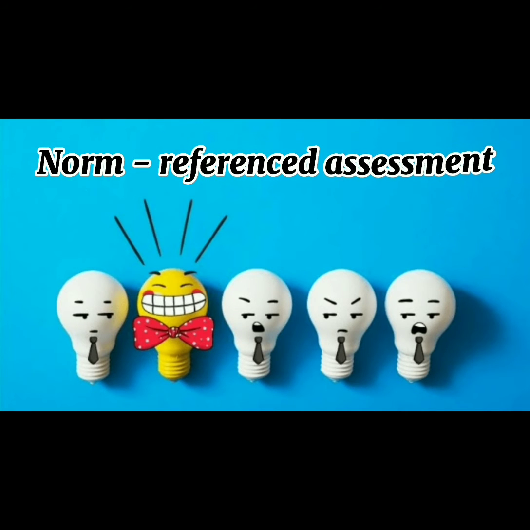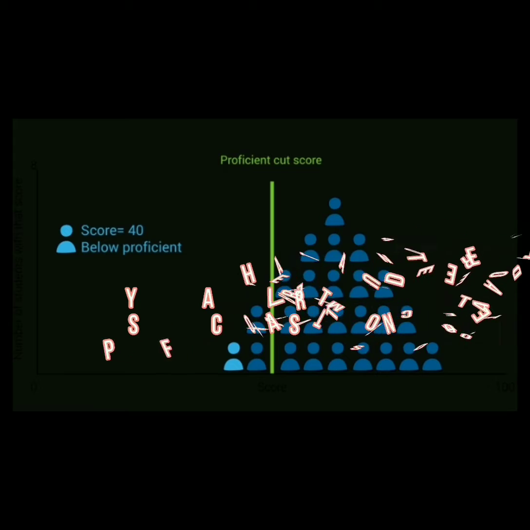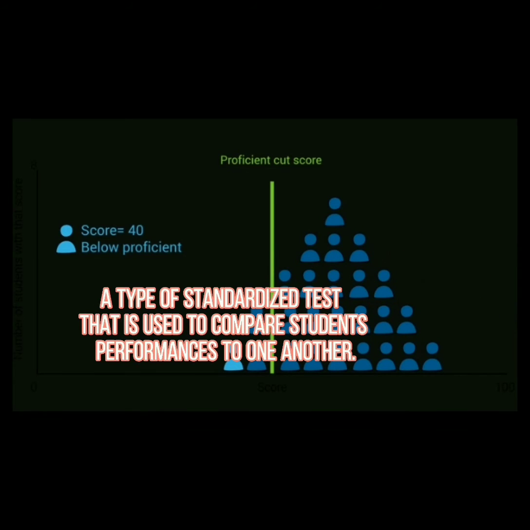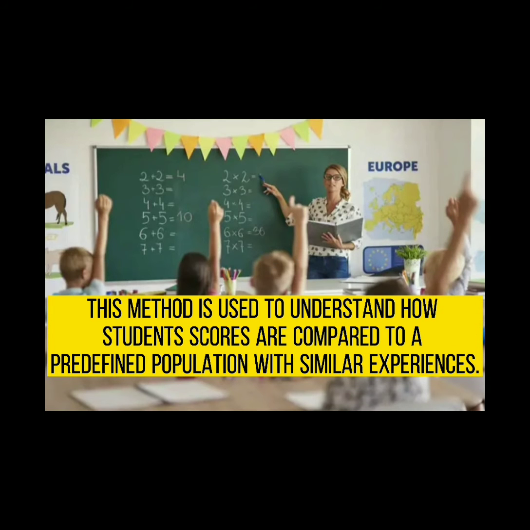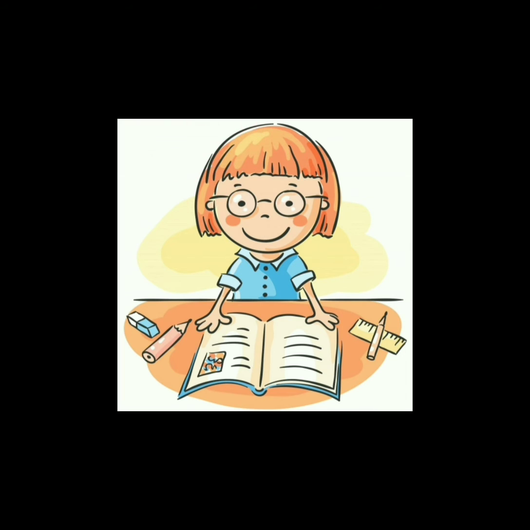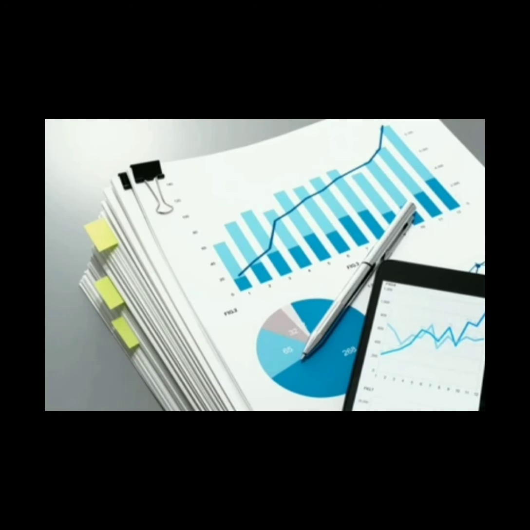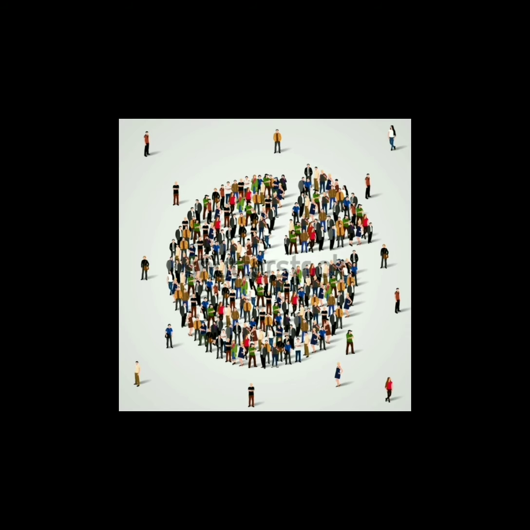Norm reference assessment. This is a type of standardized test that compares students' performances to one another. This method is used to understand how students' scores compare to a predefined population with similar experience. So for example, IQ test, SAT, or any test that offers percentile rank is called norm reference test.